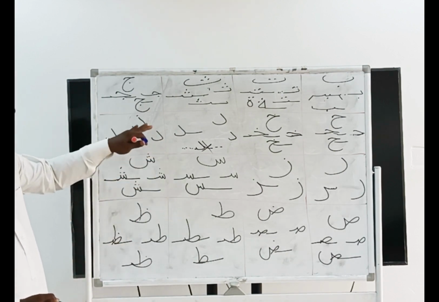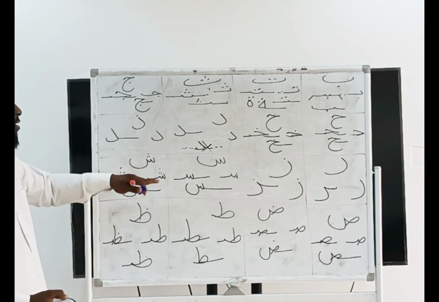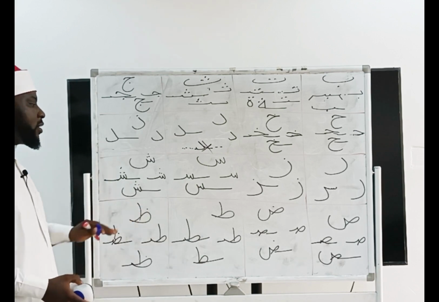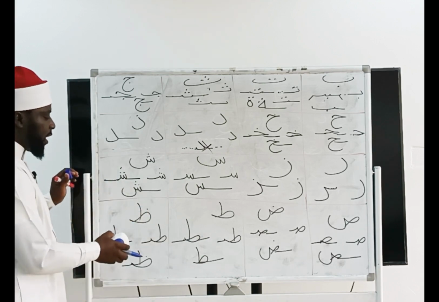This is ba, ta, tha, jim, ha, kha, dal, dhal, ra, za, sin, shin, sad, dad, ta, za. Now, let's continue with other alphabets.